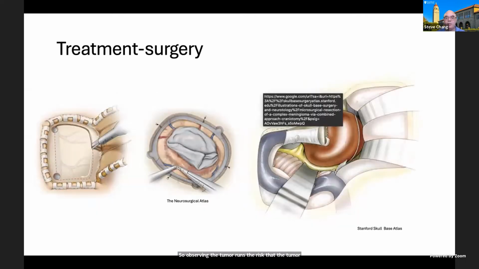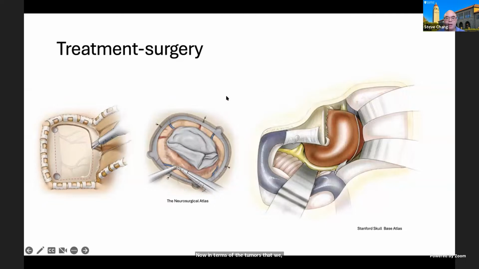Now, in terms of the tumors that we treat with surgical resection, this little graphic shows how we typically do it. You need to remove the bone to expose the tumor, and so we cut out a bone flap that is replaced at the end of the procedure. So it's like a manhole cover that you temporarily remove. Once the bone is open, it allows you to see inside the skull, and then you can use a series of micro instruments to carefully remove the meningioma and take it out.